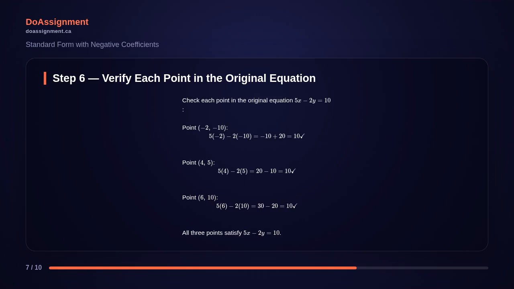Now I verify each of the 3 points by substituting them back into the original equation. For negative 2, negative 10: 5 times negative 2 minus 2 times negative 10 equals negative 10 plus 20, which equals 10. Check. For 4, 5: 20 minus 10 equals 10. Check. For 6, 10: 30 minus 20 equals 10. Check. All 3 points lie on the line.